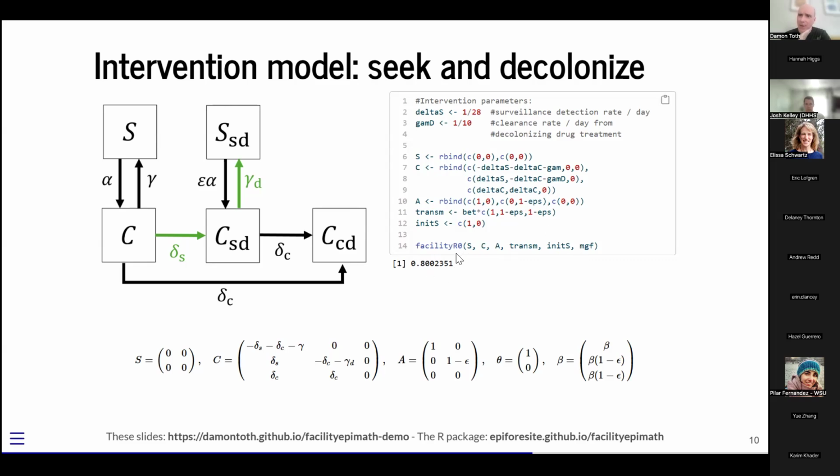The R naught has jumped below 1. So the intervention pushed R naught from 1.25 down to 0.8, which is very impactful, getting it below the threshold. And you can see it only required surveillance on average once every 4 weeks in the facility because of this decolonization rate. If you didn't have the decolonizing drug, you'd have to do surveillance a lot more often than once every 4 weeks to get R naught below 1, which is another conclusion from our manuscript.